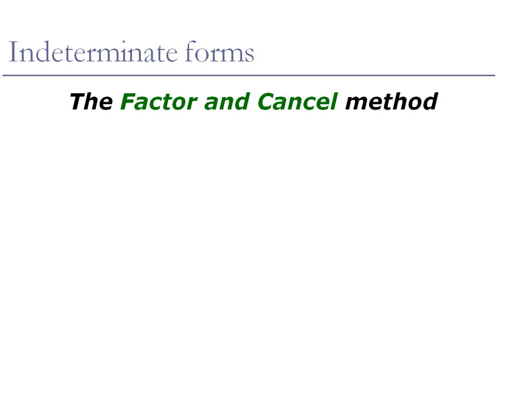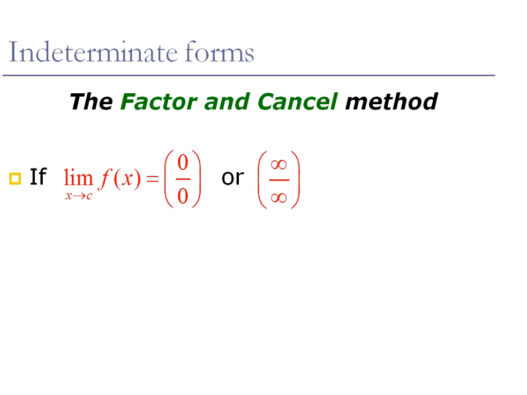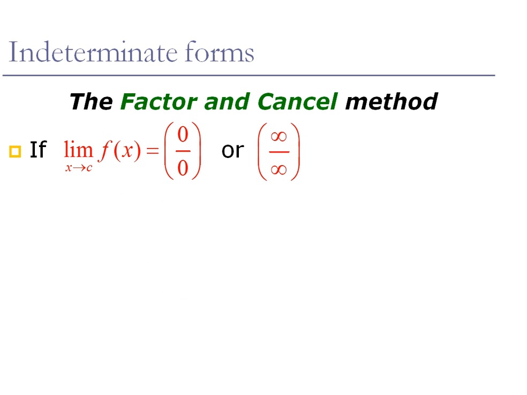Let's look at a more interesting case, and this is a case that we will address with the factor and cancel method, which is called this way, of course, because it works by factoring and canceling. When does that happen? Well, let's say that we have a limit as x approaches c of a function, and c here could be either finite or infinite. And let's say that we end up with something of the form 0 over 0 or infinity over infinity. So what does that mean?